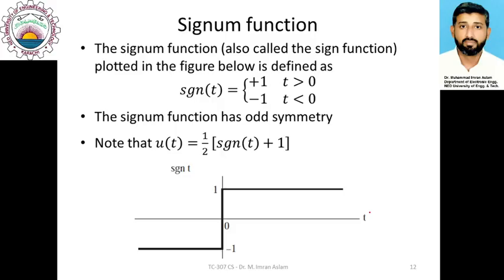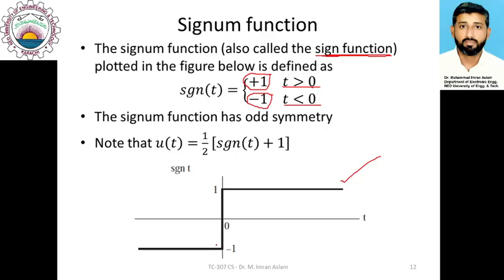The second type of function that we are going to discuss is the signum function, or sometimes we call it the sign function, because it actually shows two different polarities or two different signs. This sign function takes the value of +1 whenever t is greater than 0, and it takes the value of -1 whenever t is less than 0. This is the plot of the signum function.